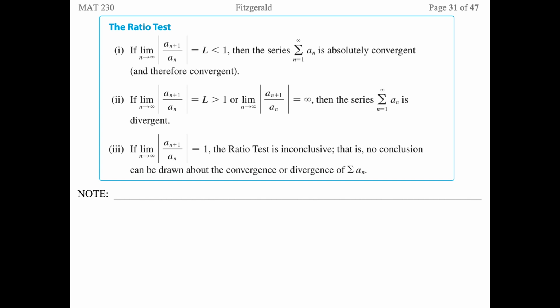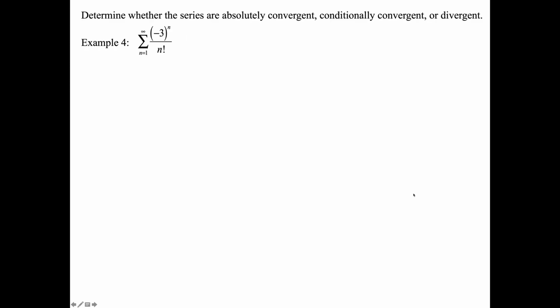And so if the limit of the first one is less than 1, then our series is absolutely convergent. If our limit is greater than 1, or the limit goes to infinity, then the series is divergent. And if our limit is equal to 1, then the ratio test is inconclusive, and we're done. There's nothing we can conclude. So this is very useful when the series converge rapidly, often factorials and exponentials.